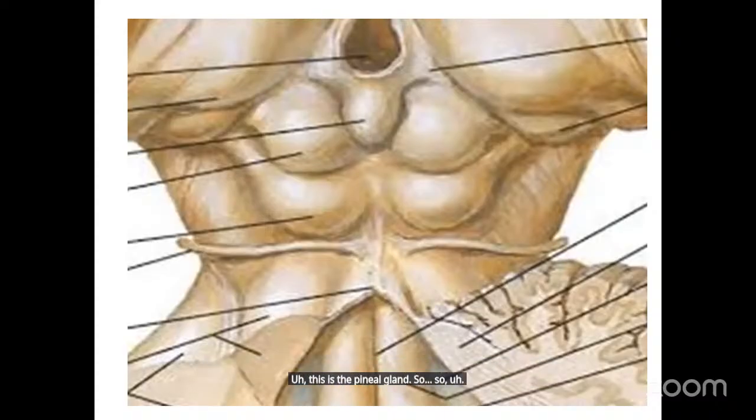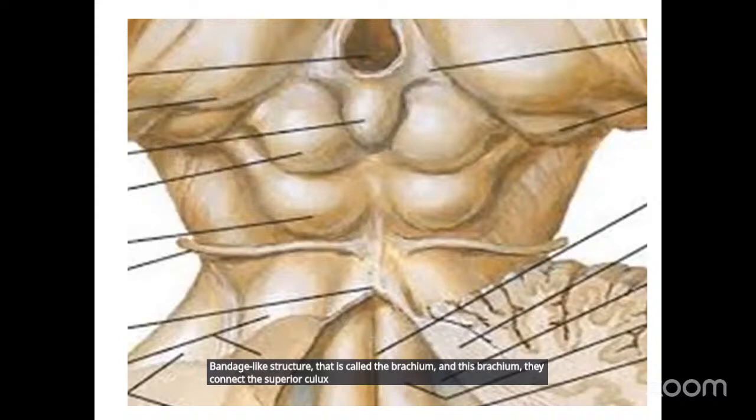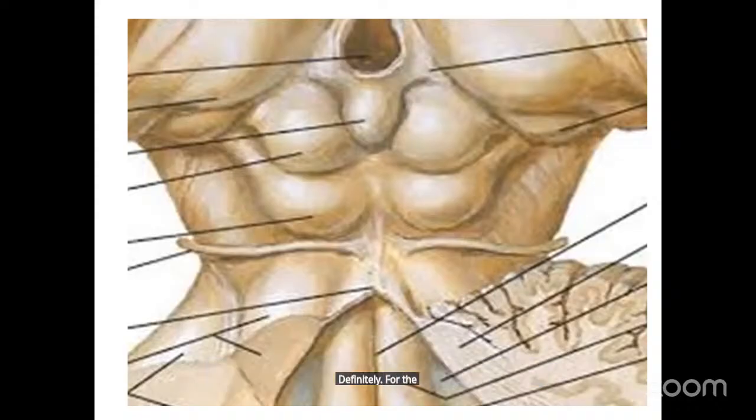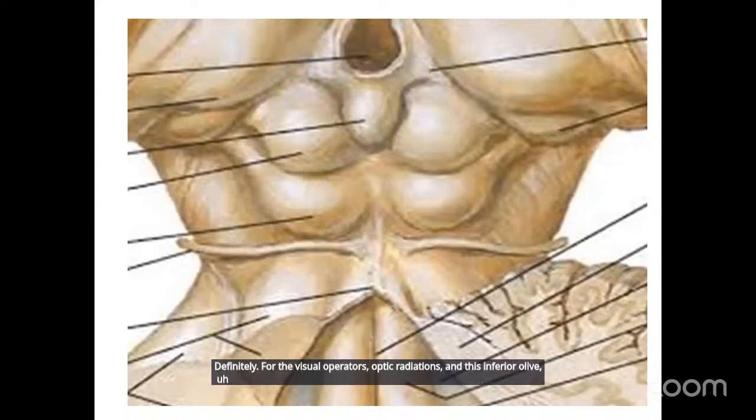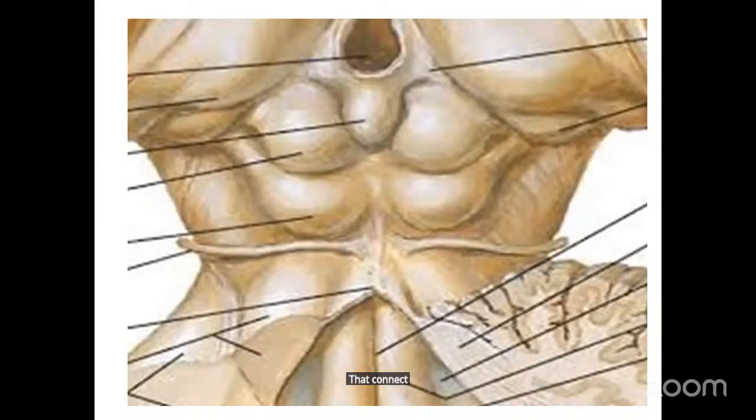So this superior colliculus, when we see it laterally, has some bandage-like structure that is called the brachium. This brachium connects the superior colliculus to the lateral geniculate body, which is laterally placed for the visual apparatus, the optic radiations. And this inferior colliculus again has a brachium. This is the bandage-like fibrous structure that connects with the medial geniculate body for the auditory areas.